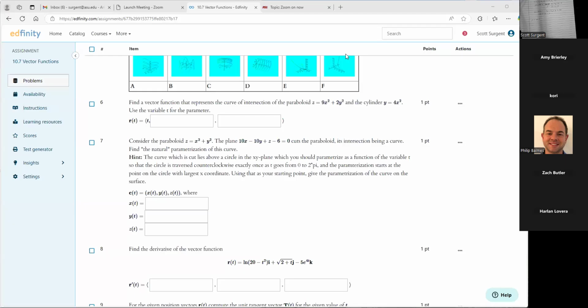Okay. So consider the paraboloid z equals x squared plus y squared, and it's cut by this plane 10x take away 10y plus z minus 6 equals 0. And it's going to create a, well, it's actually going to create an ellipse.